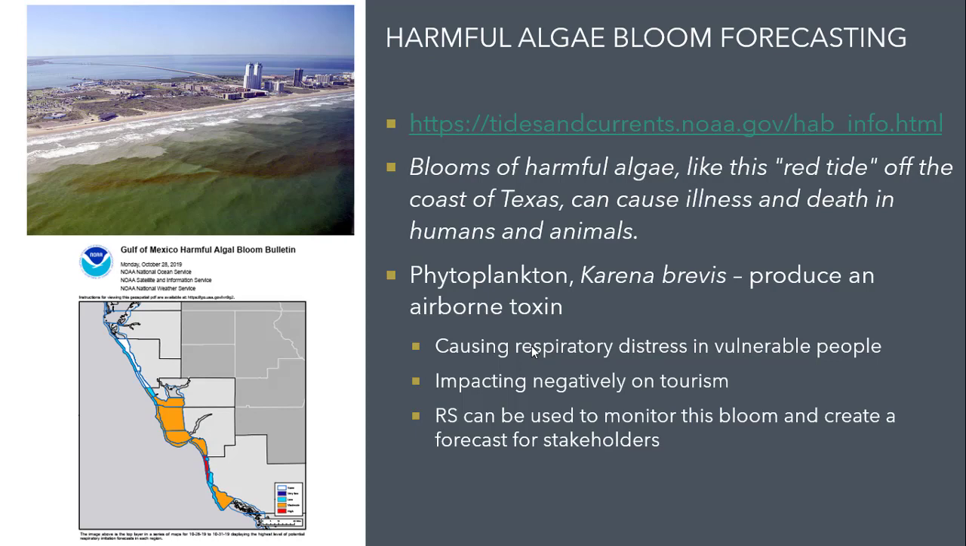This is a platform that was developed across the United States by NOAA for monitoring of harmful algal bloom. But before we move on, let's look at what we mean when we say harmful algal bloom. These are blooms of algae, for example, the one we call the red tide, which is quite common off the coast of Texas, which can cause illness and death in humans and animals.